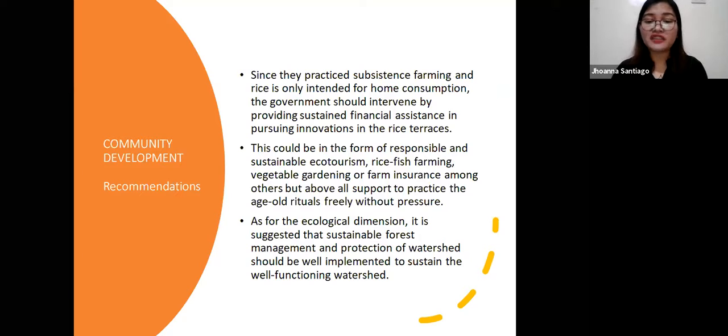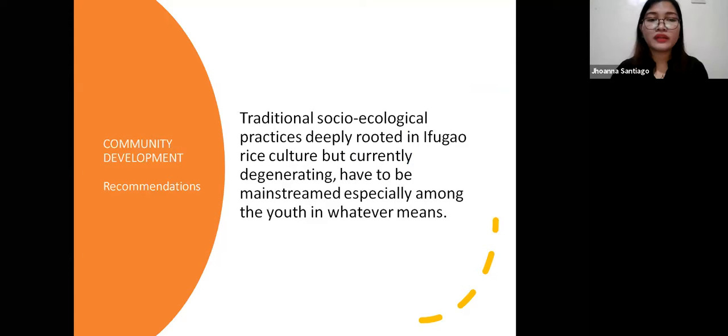that sustainable forest management and protection of the watershed should be well implemented to sustain the well-functioning watershed. So for another part of my study, I saw that in reforestation, they are not using the endemic species there, but they are just using exotic species. So the tree species there is not endemic anymore. So it is becoming a problem in the forest itself.